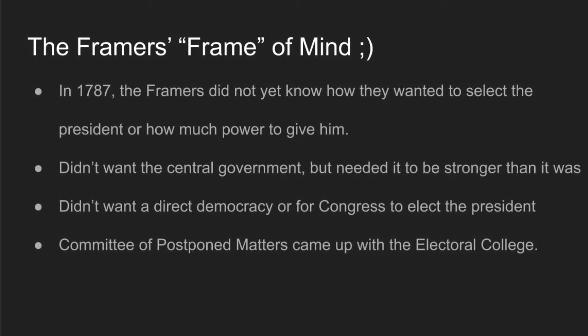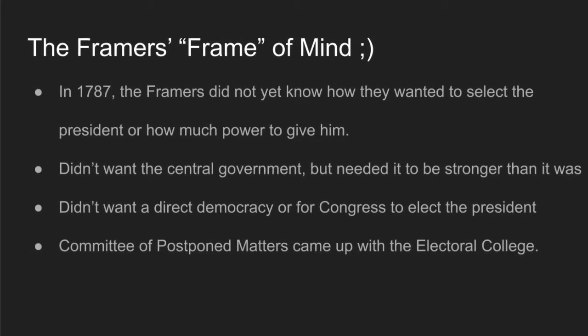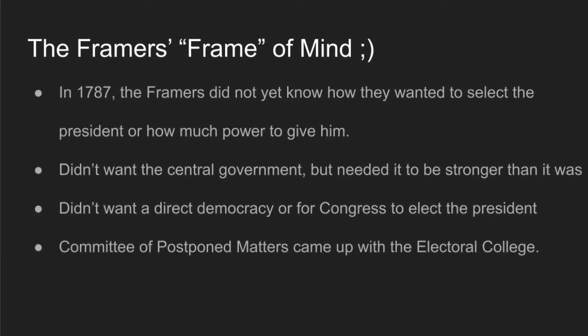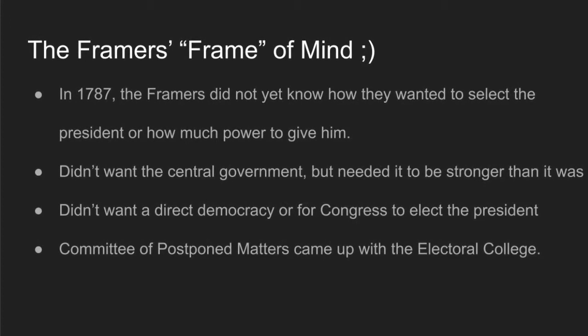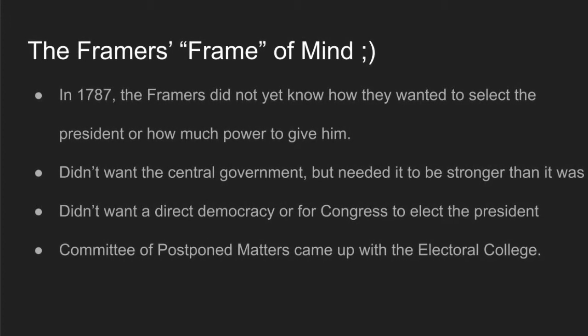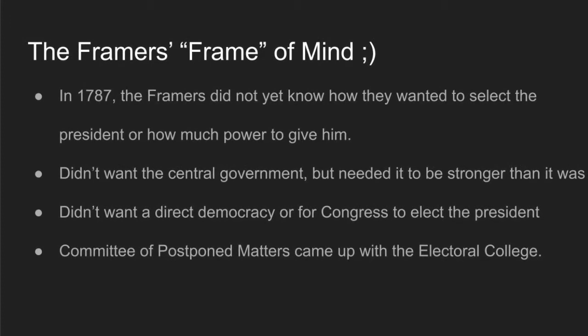They also didn't want Congress to elect the president, because they didn't want that branch of the government to become too involved with the executive branch. Eventually, the Committee of Postponed Matters came up with the Electoral College.